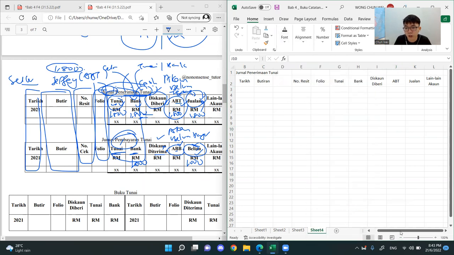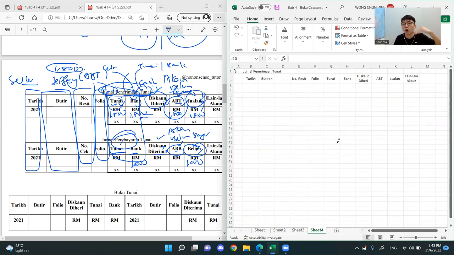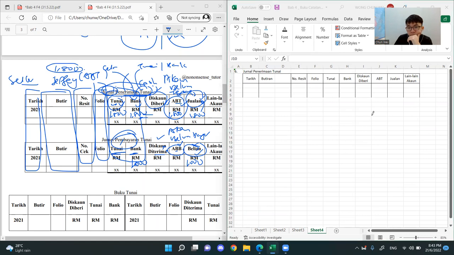So after you're done with this penerimaan tunai, then you do another one for pembayaran tunai. So you just skip about 10 lines. Okay, I think 10 lines should be more than sufficient. More than enough. Then you draw it like that. Boom. Number receipt, folio, tunai, bank, discount diberi, account belum terima, jualan, dan lain-lain. Okay, so then let's see, about like 1, 2, 3, 4, 5, 6, 7, 8, 9, 10.